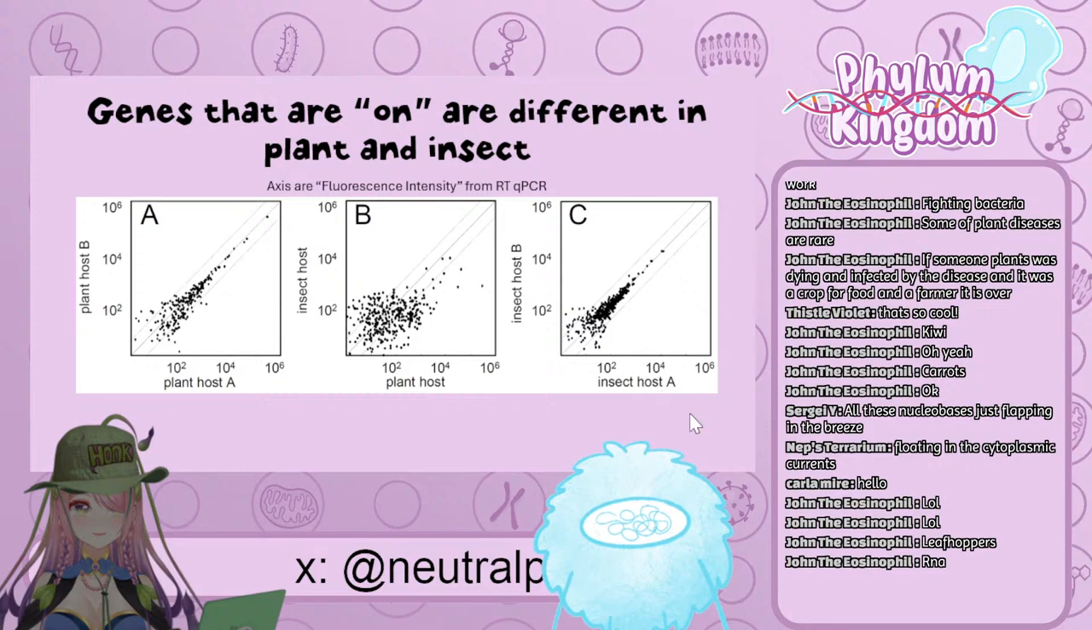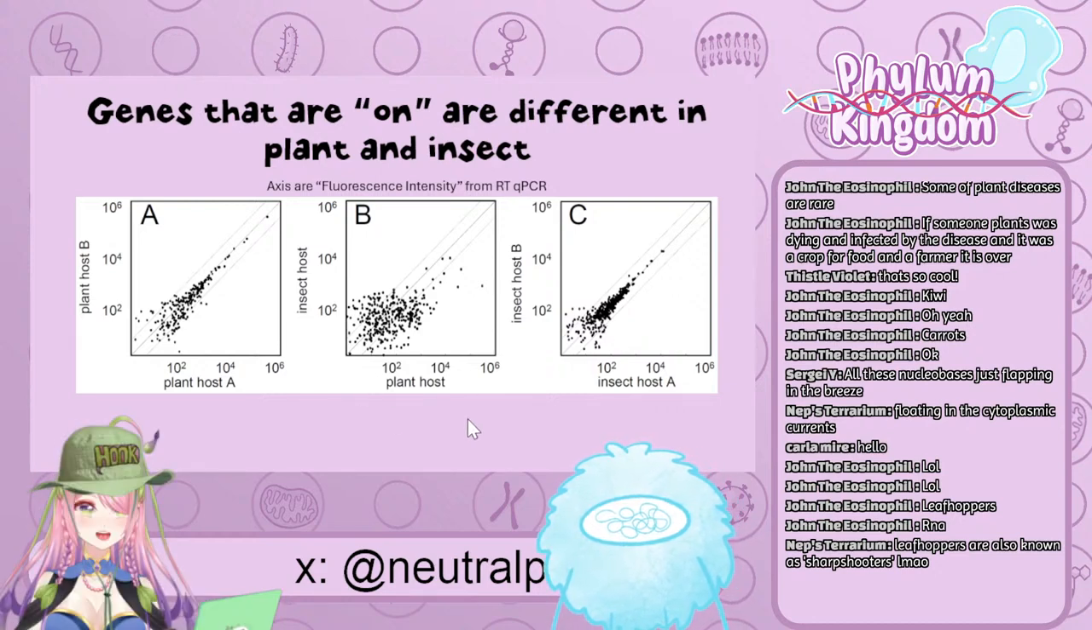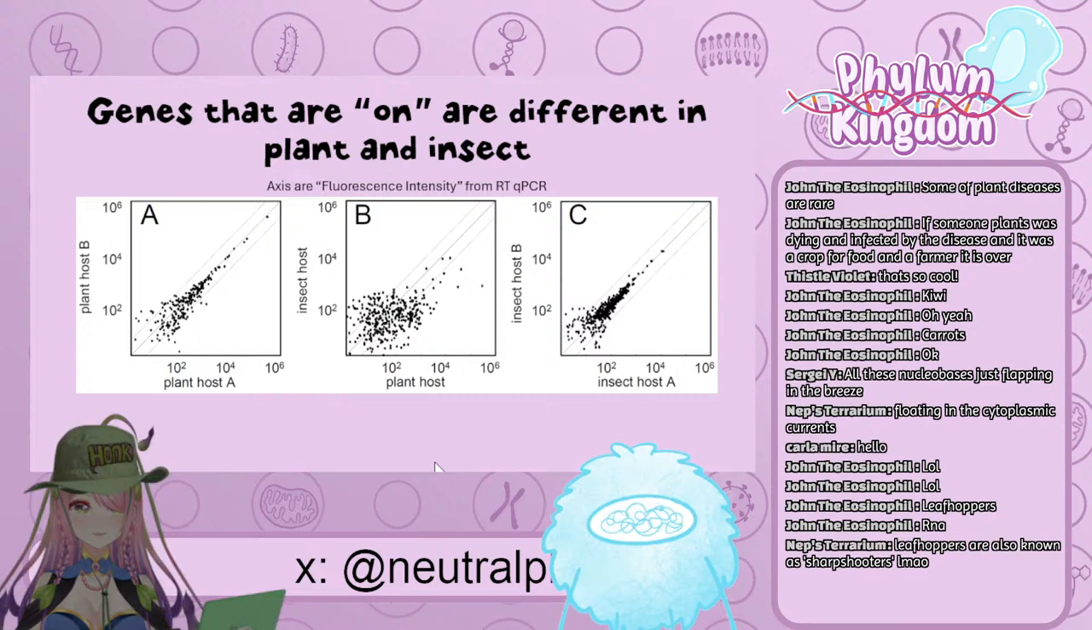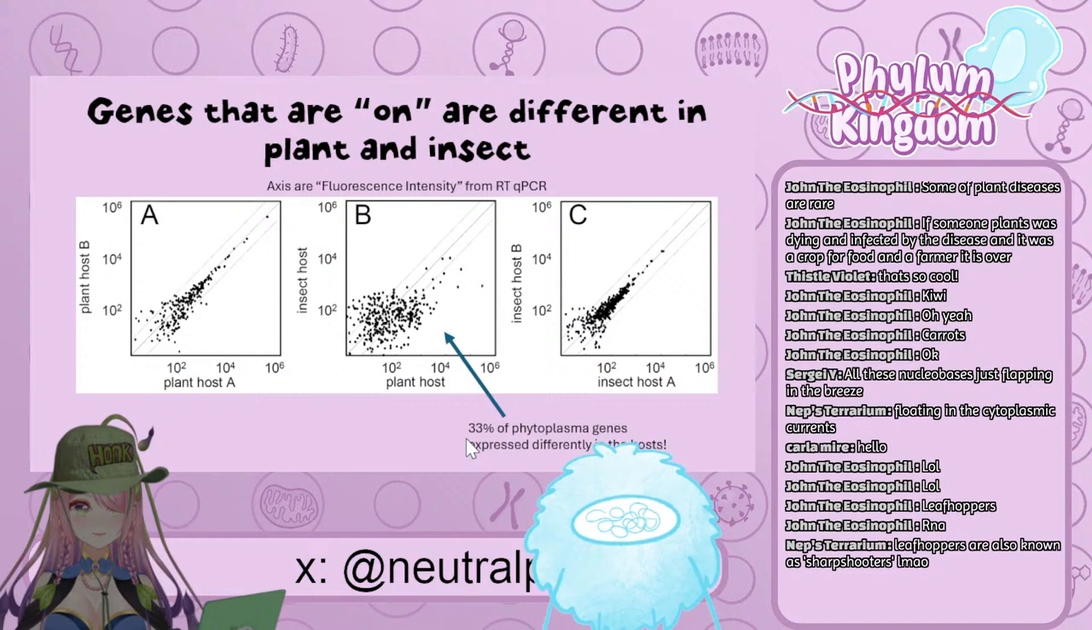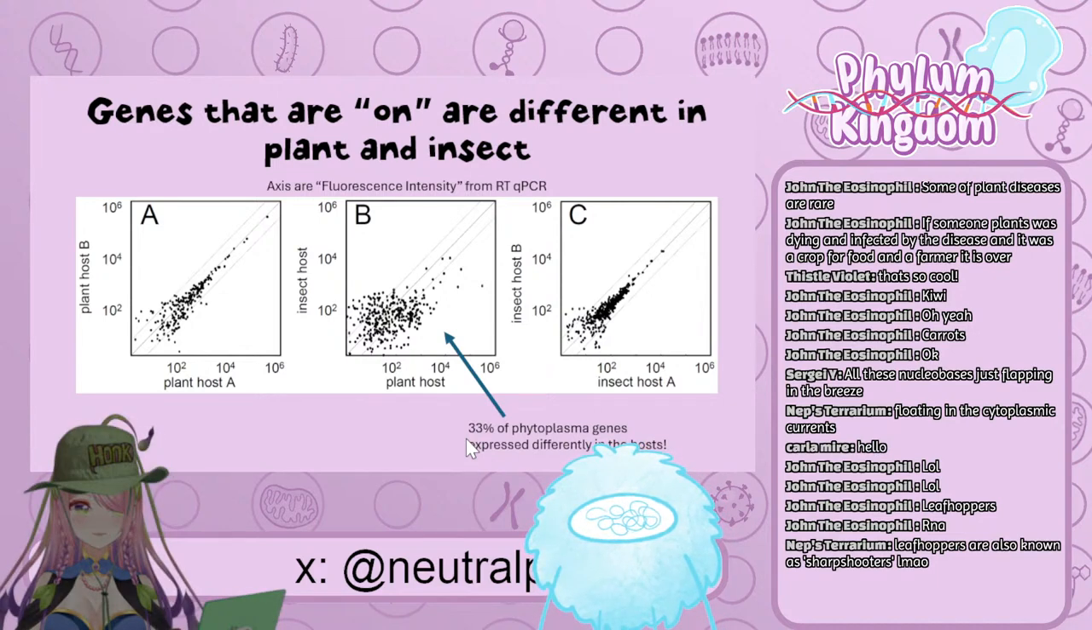Similarly, in panel C, you see that genes that are on in host A, so like this point over here, genes that are highly being made in leafhopper A are also highly made in leafhopper B. And so because these two lie on a straight line, we get a general sense for how consistent this parasite is. When you map these genes on an insect host and a plant host, instead of this nice straight line, you get this shapeless blob, which means that there's a significant difference in the genes that are turned on in the leafhopper versus the plant, which makes a lot of sense. The authors quantified this and showed that 33% of this already very tiny bacteria are differentially expressed. In other words, a third of the genome is expressed differently between the insect and the plant.